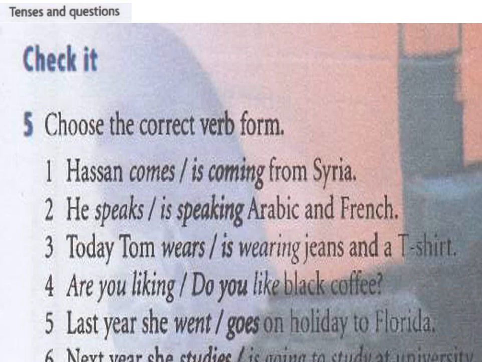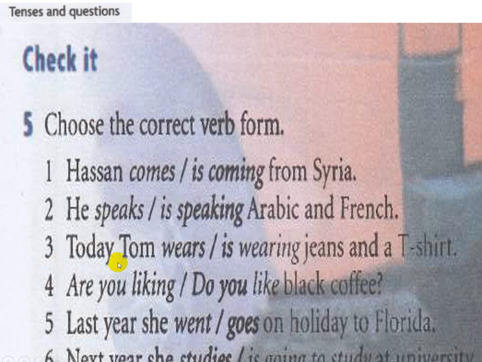Tenses and questions. Check it. Choose the correct verb form. Number 1. Hassan comes or is coming from Syria. The correct tense is Hassan comes from Syria, because we use the present simple because the fact is always true. Number 2, he speaks or is speaking Arabic and French. The right tense is he speaks Arabic and French because it is always true. We use the present simple.